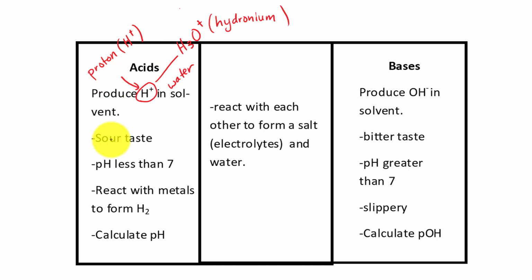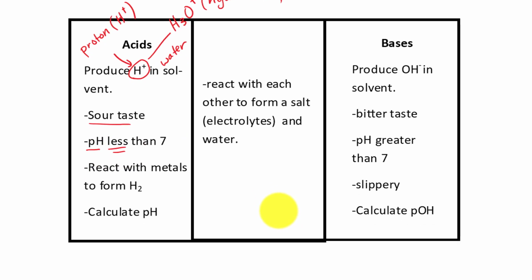Another characteristic of an acid is that it has a sour taste. Think of lemon juice and vinegar. Those are examples of acids. On a pH scale, an acidic solution would have a pH less than 7. And when it reacts with a metal, it would form hydrogen gas. Now here's a tricky one. When you have a solution that is made from dissolving an acid, we have to calculate pH first.